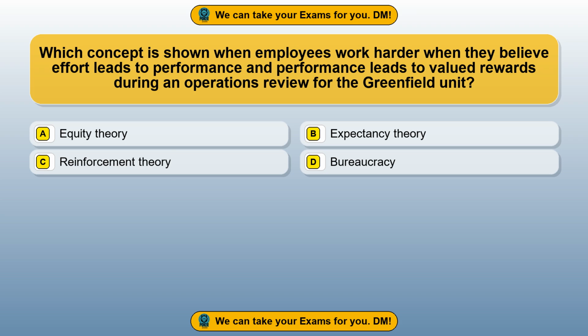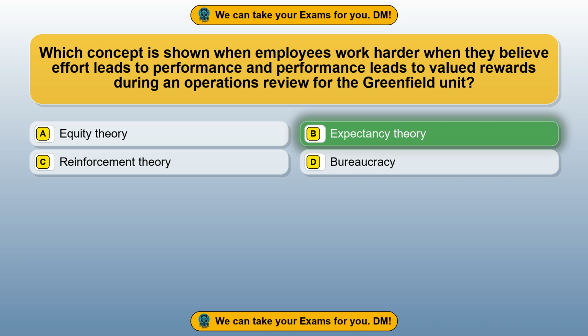Question 19. Which concept is shown when employees work harder when they believe effort leads to performance and performance leads to valued rewards during an operations review for the Greenfield unit? Option A, equity theory. Option B, expectancy theory. Option C, reinforcement theory. Option D, bureaucracy. The correct answer is option B, expectancy theory.